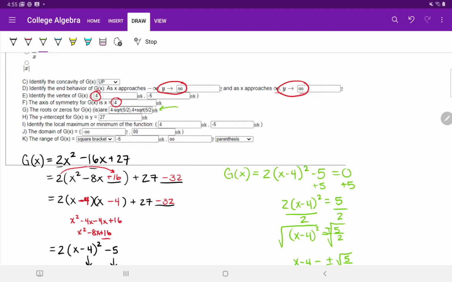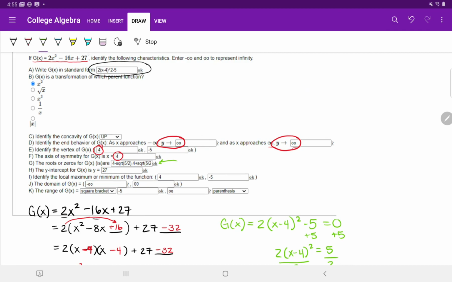The y-intercept is really easy for us to identify. You just go right back up to your original equation. The y-intercept is when x would be 0. So these would go away and you would just be left with +27.